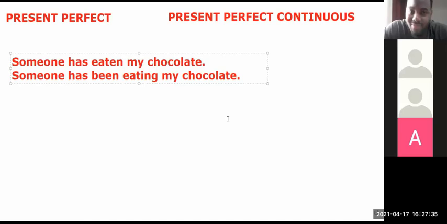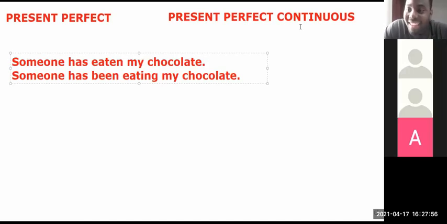I think someone has been eating my chocolate. It means he or she started eating and is still eating right now. And the top one is someone ate my chocolate in the past. And now the chocolate is gone. It's gone.